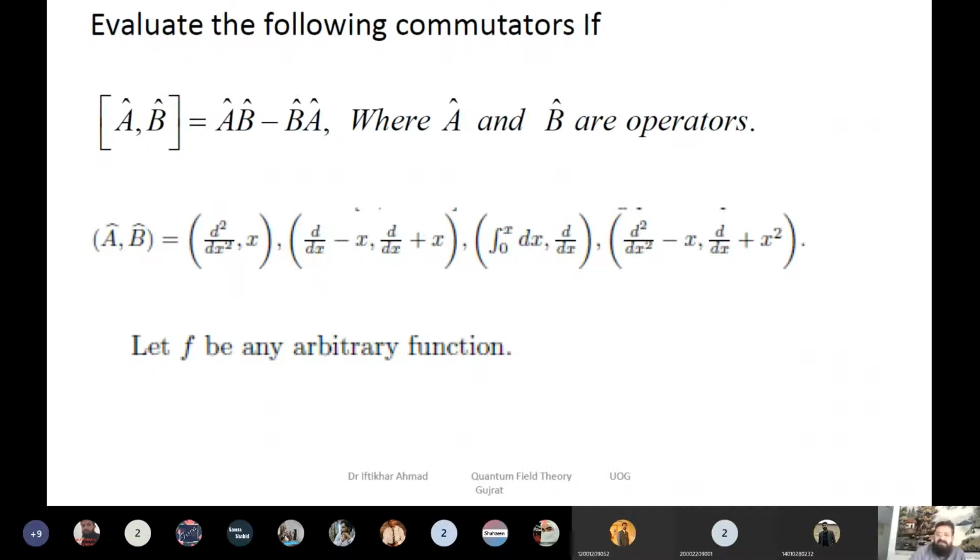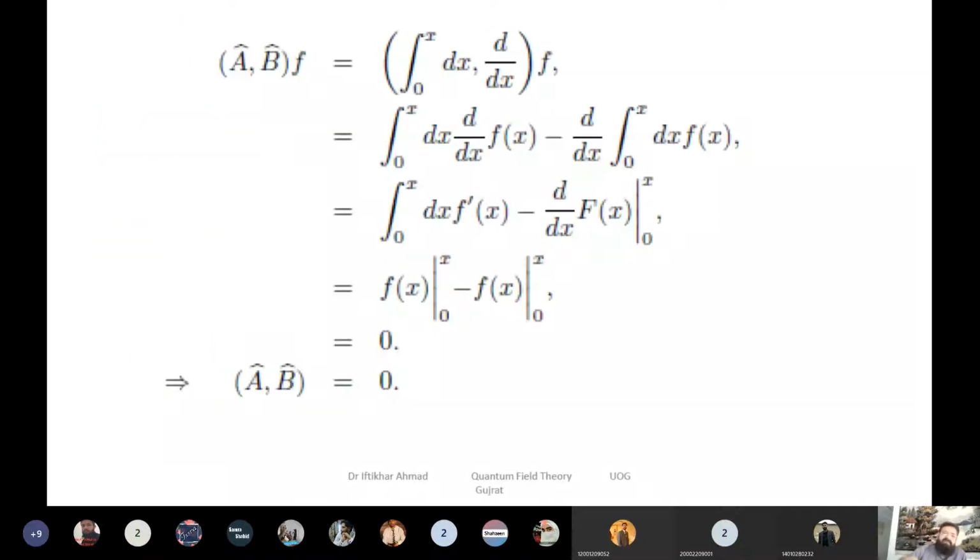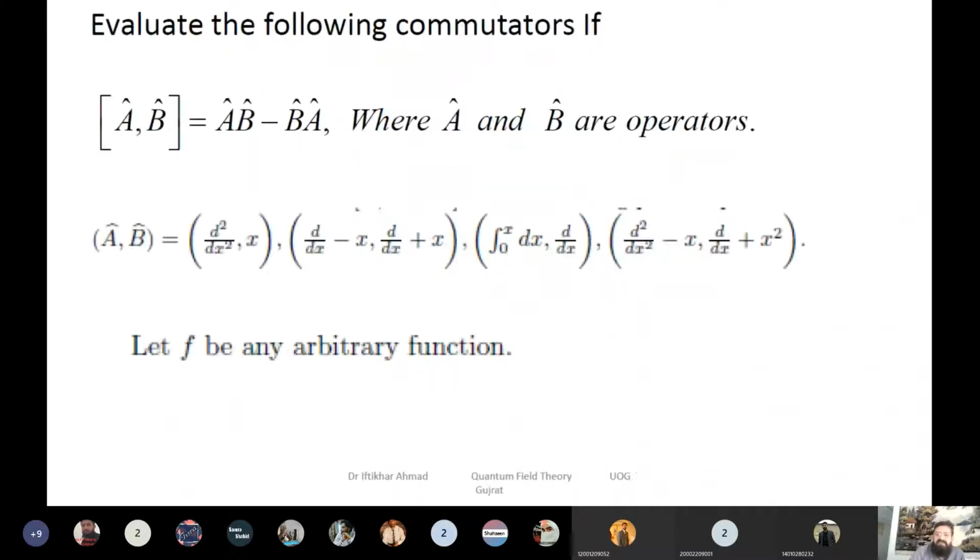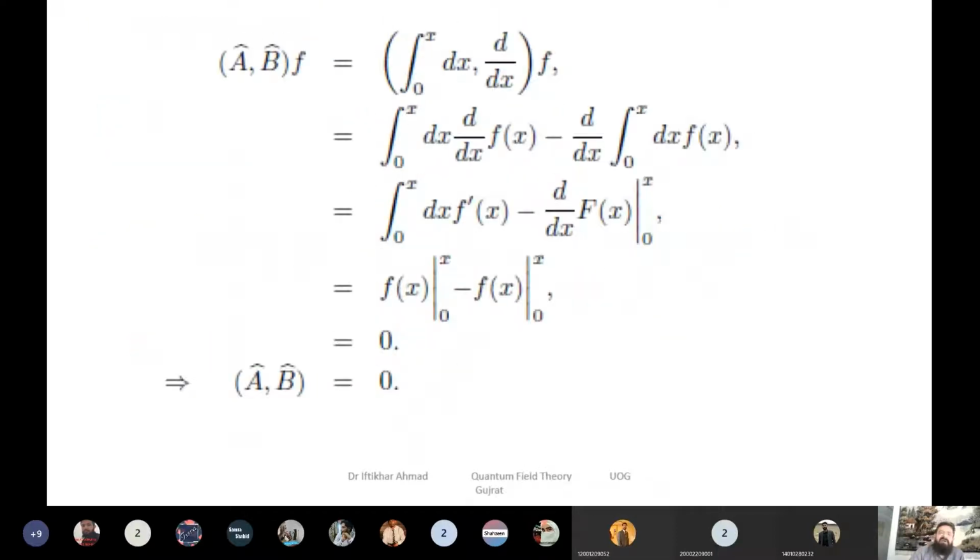So we can check whether it is okay. Here we are considering another example, example number 3. How can we apply the operator AB on f? In the same way you get the integral from 0 to x dx of d over dx f of x, minus d over dx of the integral from 0 to x dx f of x.